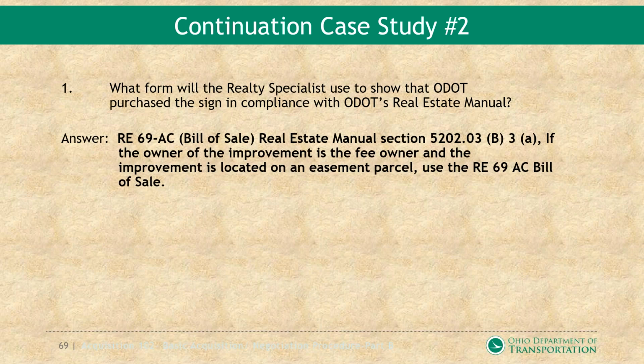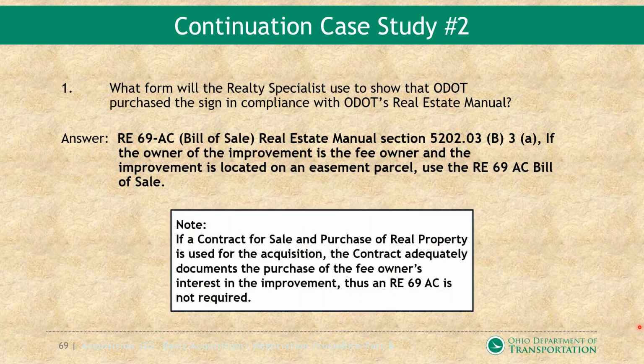So the answer to that would be the Re69 AC. The reason why that is correct is that we're requiring an easement from the property owner. Easements only refer to the land, so the improvement has to be captured under the Re69 AC bill of sale from a fee owner. If the contract to sell and purchase the property was used for the acquisition, in other words, if we changed this from an easement taking to a fee taking, the contract would have adequately documented the purchase, and the AC would not have been required.